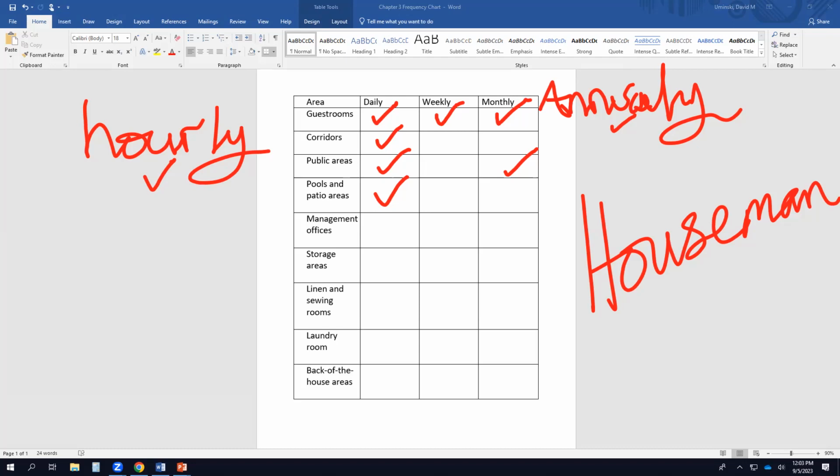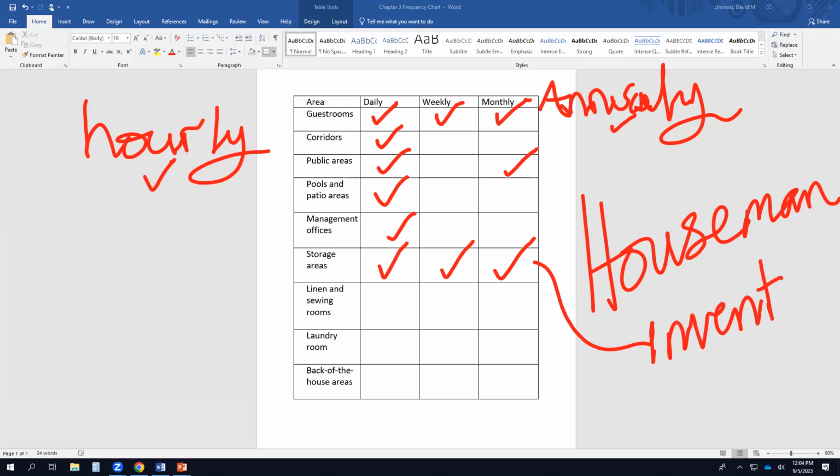Management offices, how frequently should those be cleaned? Daily. We may do a heavy deep clean maybe once a month, but daily. Storage areas, daily, I think, and weekly and monthly, especially when we're doing inventory, so we can make sure we're purchasing the amount of product that we need to replace.